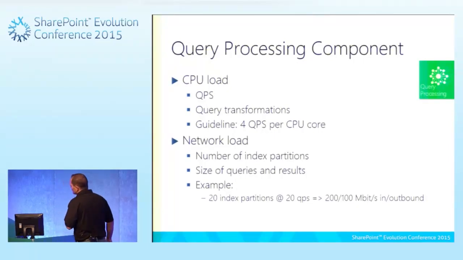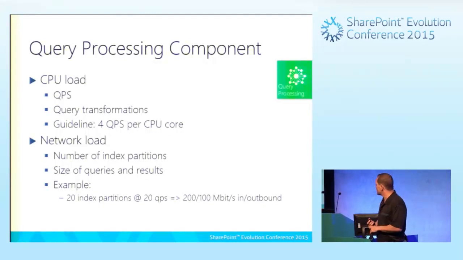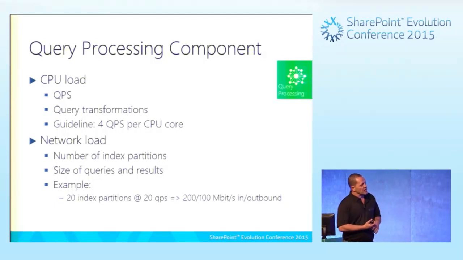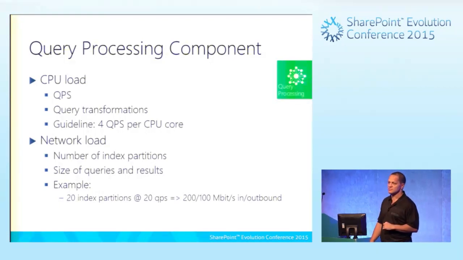All right, network load. It's based on the number of index partitions, the size of the queries and the result. An example of this is 20 index partitions at 20 queries per second equals 200 divided by 100 megabits per second in and outbound. So 200 megabits in and 100 megabits out. Don't try and remember this, because I don't remember this. I'd rather take my environment, work it out, and calculate it per environment.